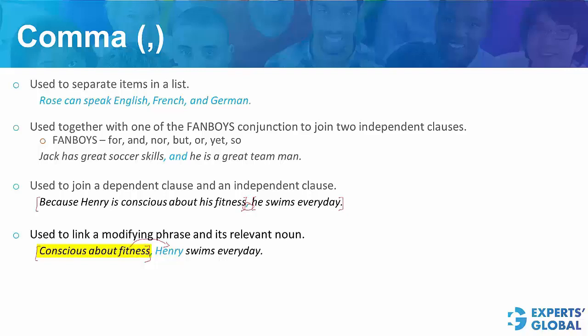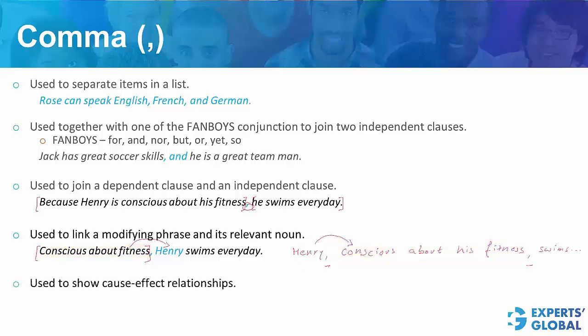This could have been the other way as well. First, the relevant noun comes, and then the modifying phrase comes. This is equally good. "Conscious about his fitness" is describing Henry. Between these two commas, you have some extra information about Henry, and the key message is that Henry swims every day.